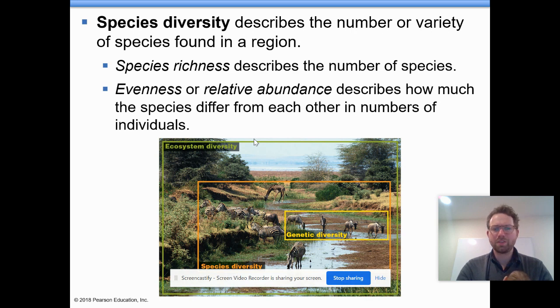And that's still true with all the different varieties of life. But diversity is a general term. We can describe diversity as species richness or species evenness. Species richness is the number of species, and the evenness or relative abundance is how many of each individual species we have.